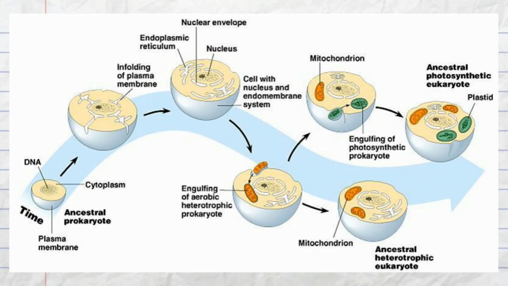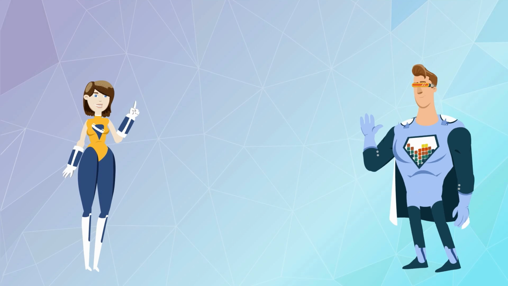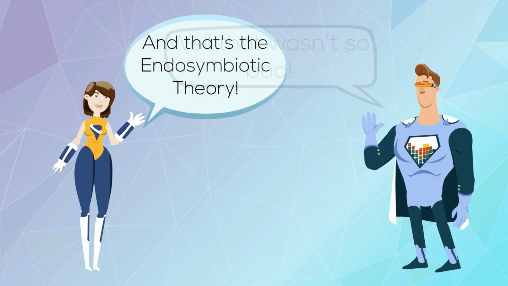Now just to summarize, we have here in the beginning the host cell, which was a primitive eukaryote where you see the enfolding of the plasma membrane, which then engulfs the ancient bacteria that evolves to become the mitochondrion. And that's the endosymbiotic theory.